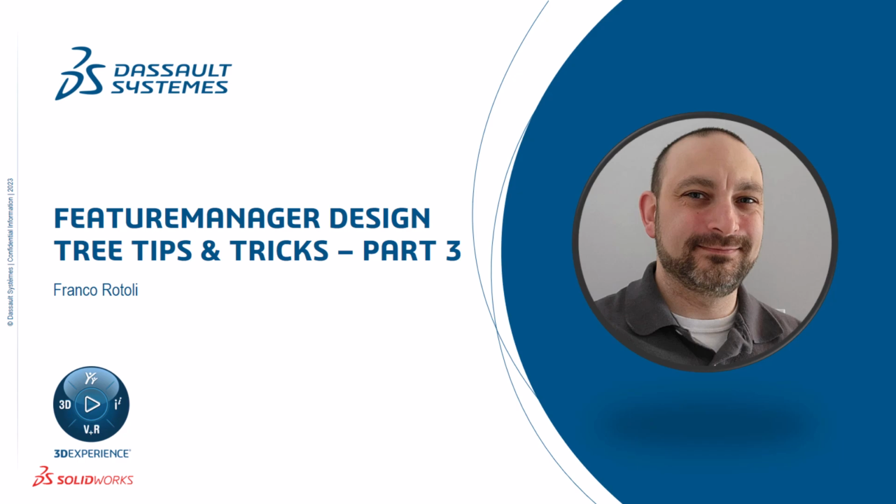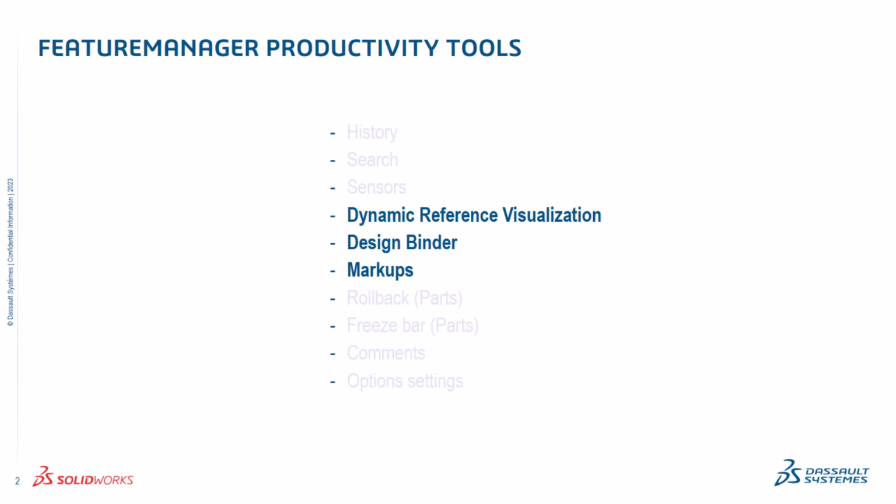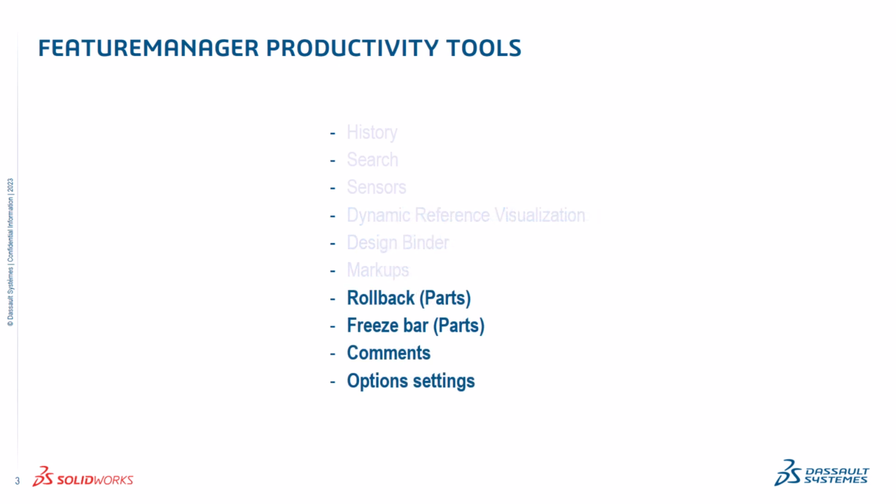Welcome to part 3 of tips and tricks with the FeatureManager design tree. In the last video, I talked about dynamic reference visualization, design binder, and markups to help with design intent, documentation, and communication. In this video, I'll show you even more ways to be more efficient and collaborative by using the rollback and freeze bars, feature comments, and other settings within the SOLIDWORKS options menu. Let's jump into SOLIDWORKS and get started.